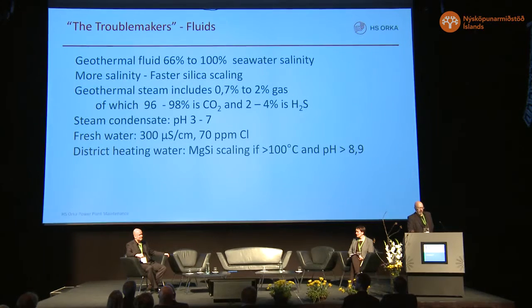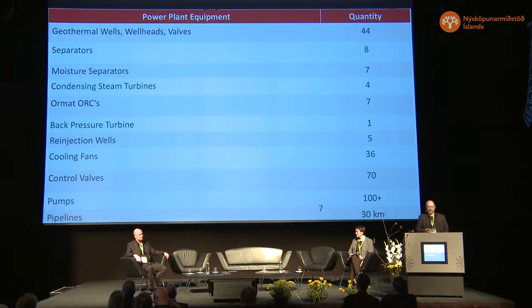District heating water can also develop scales from magnesium silicate, especially if temperature is over 100 degrees and the pH is larger than 8.9. What we do actually in our power plant, we control the pH by adding some carbon dioxide, lowering the pH to acceptable levels.